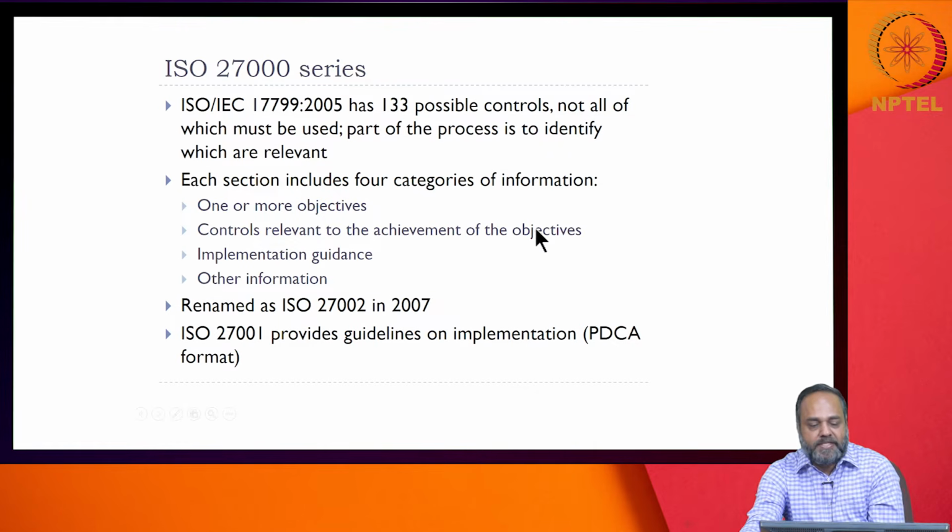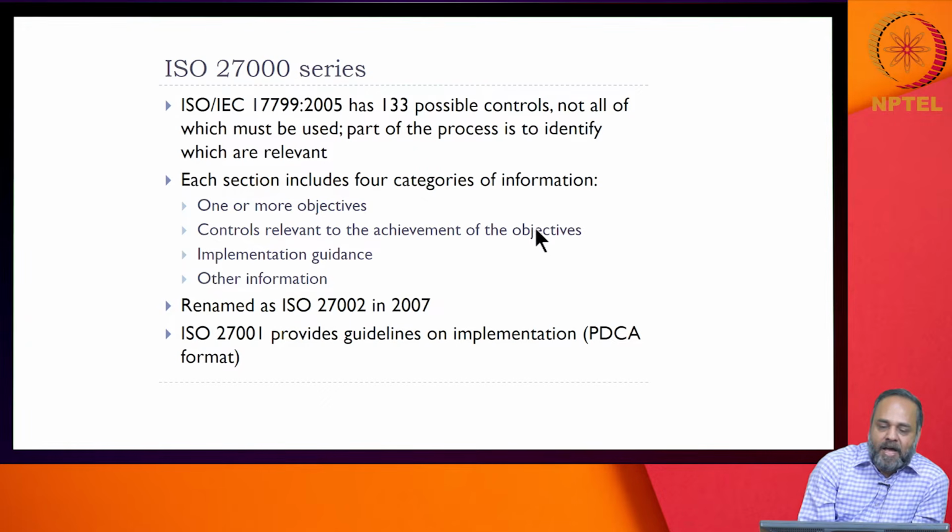ISO IEC 17799 2005 has 133 possible controls. So it's like a large standard, and it was renamed as the ISO 27000 series, starting with ISO 27001, which is the basic standard, in the PDCA format.